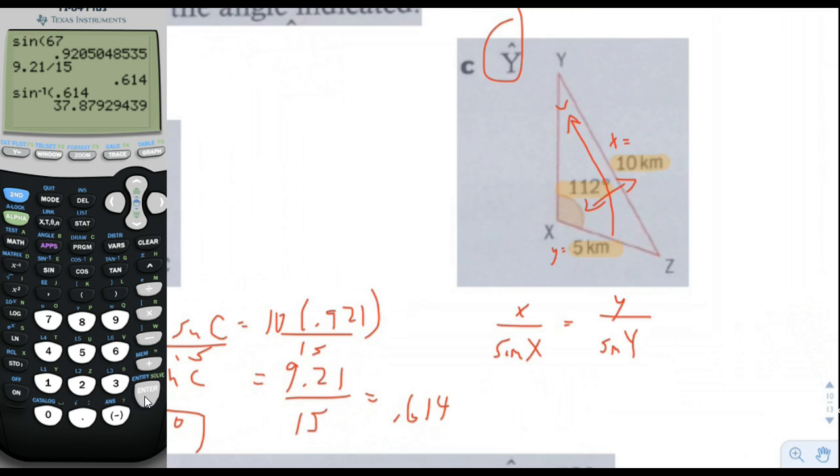Okay, so let's start substituting in some things here. X is 10, right? Y is 5. Big Y we don't know. Big X is 112. So let's do sine of 112 on our calculator. And we get 0.927.